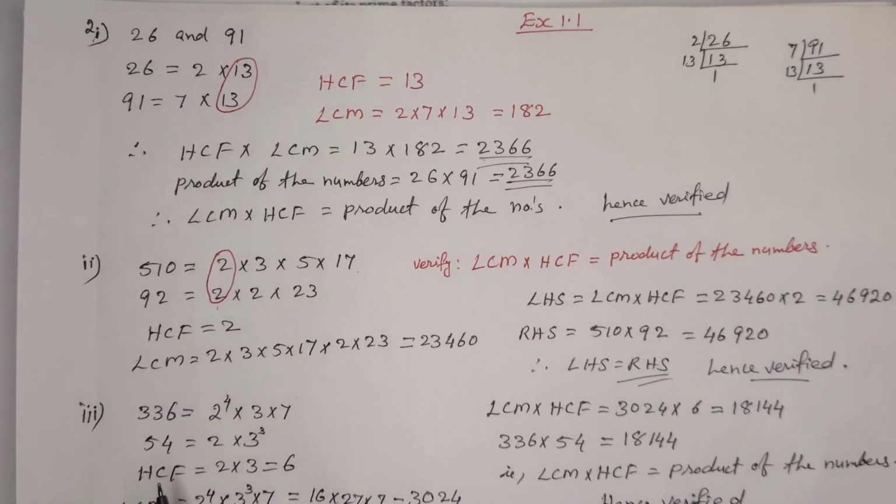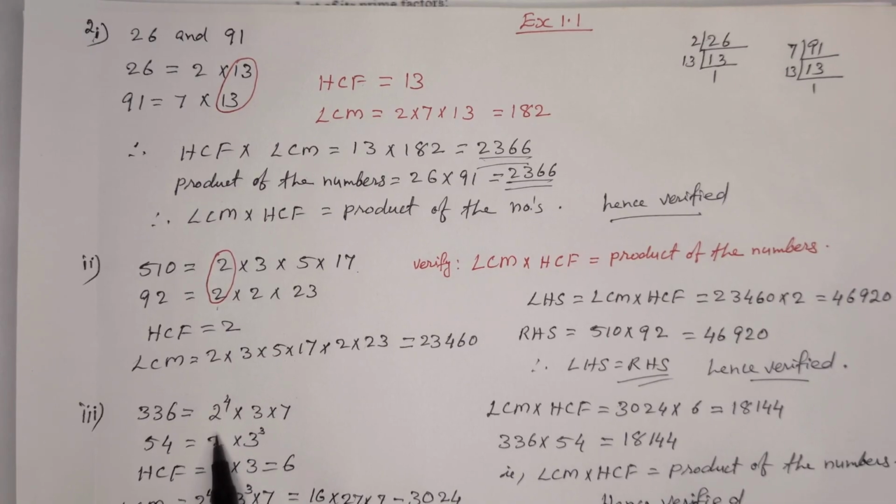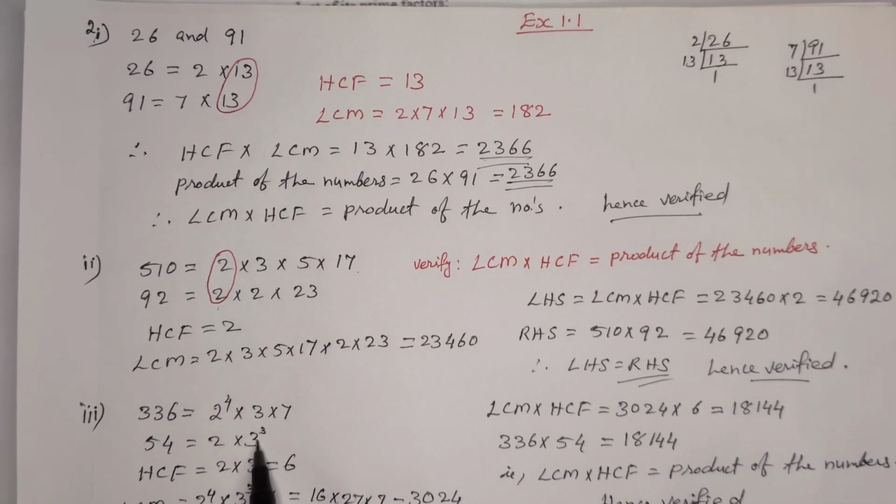Third part, 336 and 54. When we do the prime factorization of 336, we get 2 raised to 4 into 3 into 7, and 54 is 2 into 3 cube. For the HCF, we take the lowest power. Here 2 raised to 4, and here 2 can be taken as 2 raised to 1, so the lowest is 2. Here 3 cube, the lowest power means just one time 3.